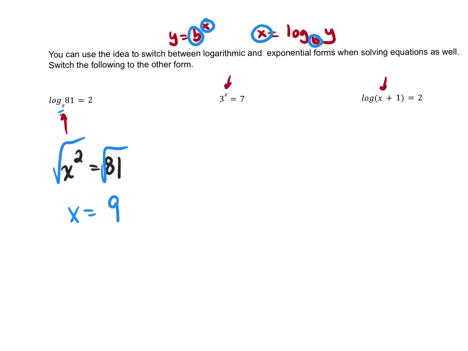Now this one's in exponential form, 3 to the x equals 7. So if I rearrange it going from exponential to log, the exponent goes by itself. It's log base 3 of 7. So again, I'm just using that rearrangement to solve it.